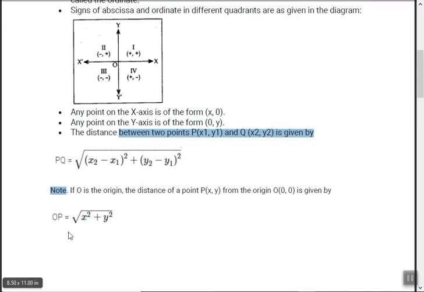Now what about the origin? Origin means what? If O is origin, the distance of point P(x, y) from origin (0, 0) is given by OP equals root of x square plus y square. Why? Because see here, if O is origin, then this point x1 y1 or x2 y2 will be 0, 0, and this point P will have some number: 4, 5, 6, 7, 10, 12, 100, 20, anything.